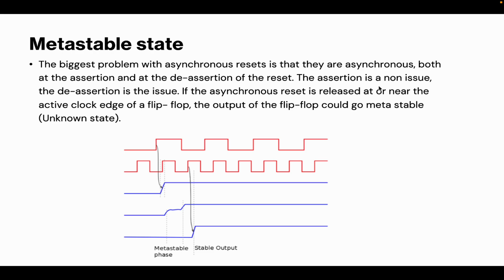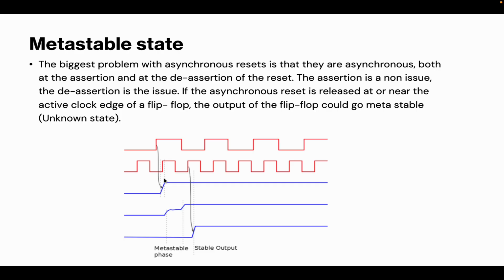The assertion is not an issue, but the deassertion is the issue. What we mean to say is, if the asynchronous reset is released at or near the active clock edge of a flip-flop. Consider two clocks, clock A and clock B. Here is the active clock edge, that means a positive edge. If this is the reset, it is very near to the falling edge also. So what happens is it creates a gap.